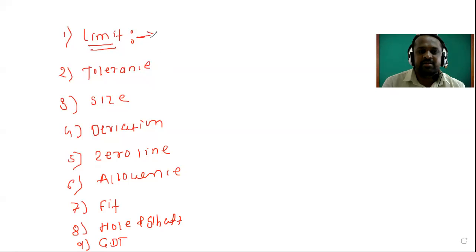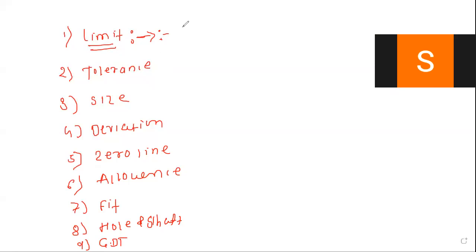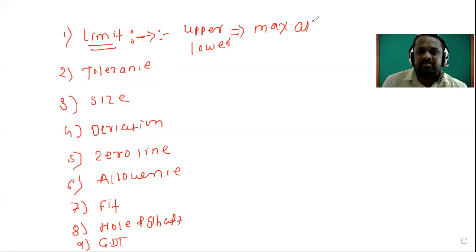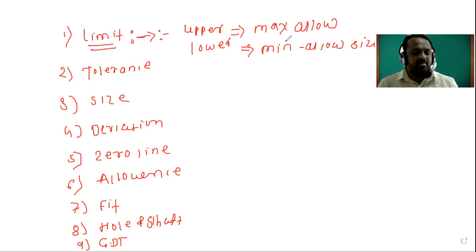Then what is meant by the limit? Limit is nothing but the two permissible sizes, or allowable sizes. Again, it has the upper limit and the lower limit. What is meant by the upper limit? Upper limit is the maximum allowable size. And what is meant by the lower limit? It is the minimum allowable size. Am I right? It is correct. Yes, sir.